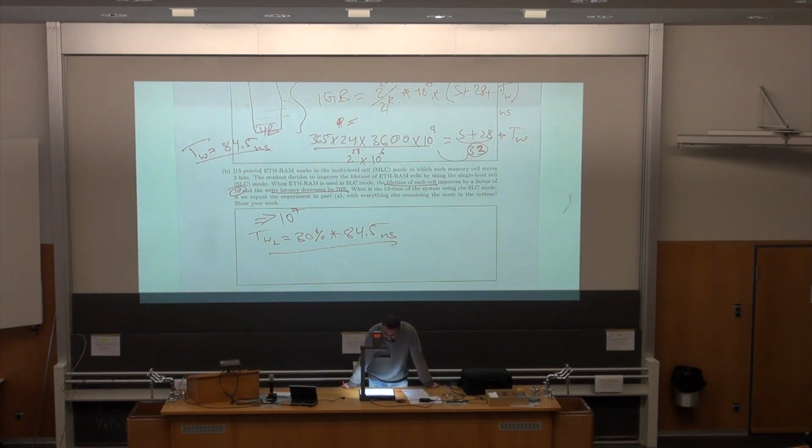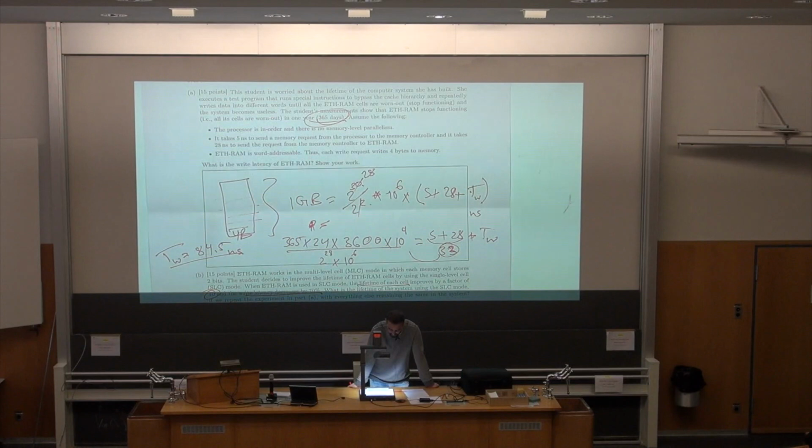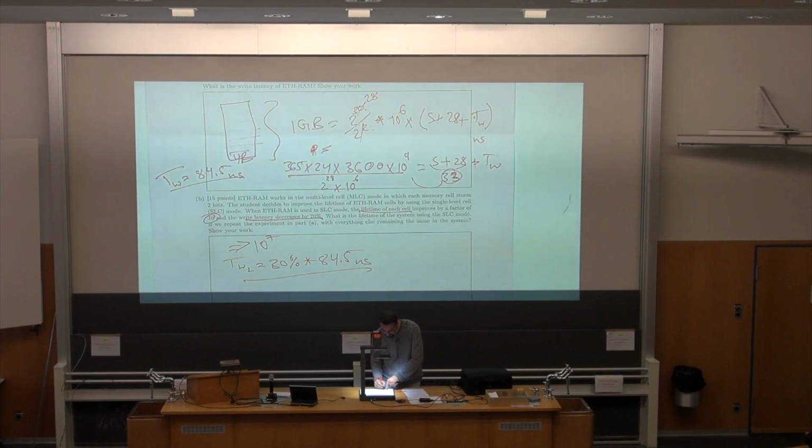So now you have everything ready, except one thing. We reduced the number of bits to be stored in each cell from 2 to 1. This directly affects the storage or the capacity of this ETH RAM from 1 gigabyte into half, right? Because we reduce the number of bits stored there to half. So now we want to calculate the total time to wear out. So we have 2 to the power 30 minus 1, right? Because we reduced the size to half.